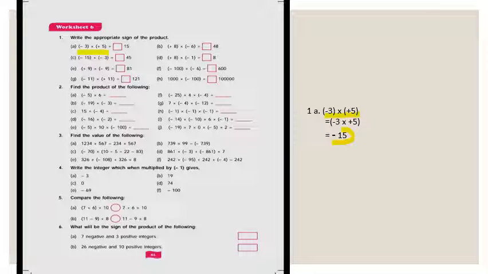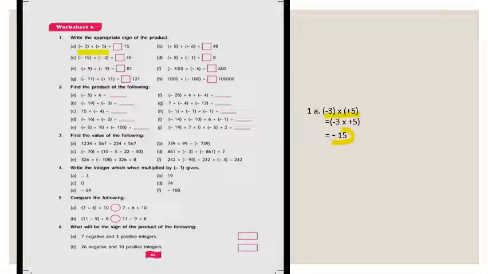In question number 4, write the integer which when multiplied by minus 1 gives, for example, minus 3. Write the integer which when multiplied by minus 1 gives the given result. It means you have to find the number which we multiply by minus 1. The given results are minus 3, 19, 0, 74, minus 69 and minus 100. So you can easily find this as you have solved question number 1 of worksheet 5.